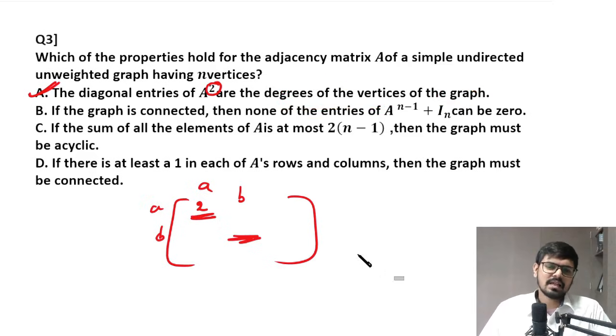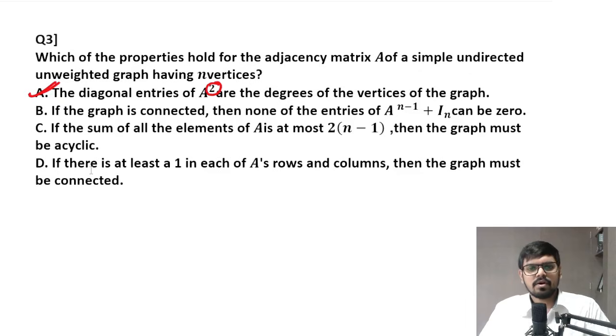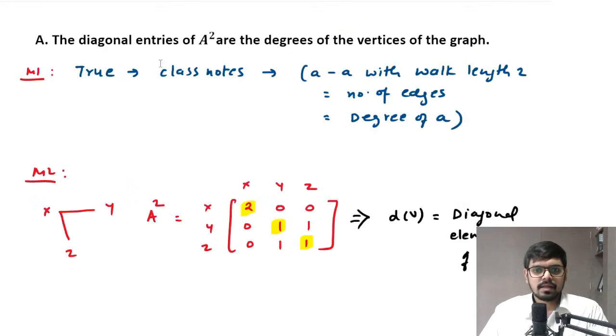I explained this in the class; I am giving you the reasoning again for the simple reason that you get a revision. But I hope this part is pretty much clear. And you can also verify with an example. If you do not remember the class notes, that A with walk length 2 is actually nothing but the number of edges, and that is nothing but the degree of the vertex. But if you do not remember, then you can any day take examples and verify.